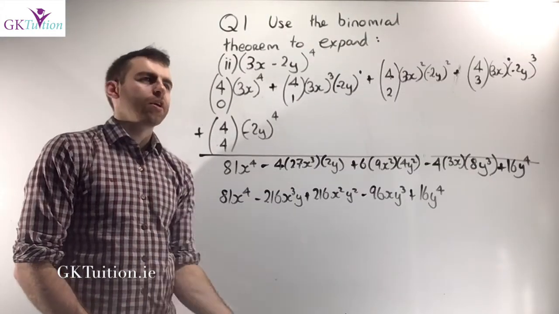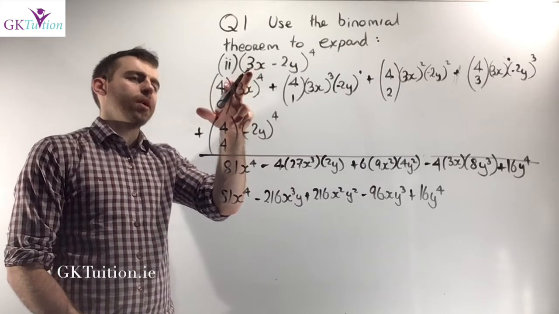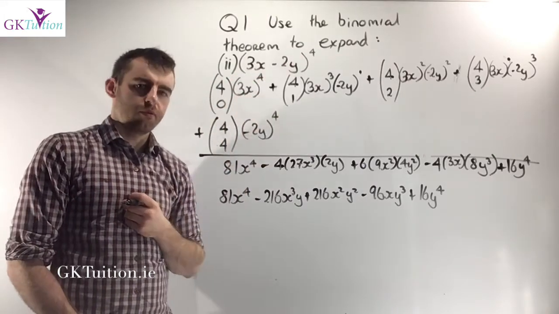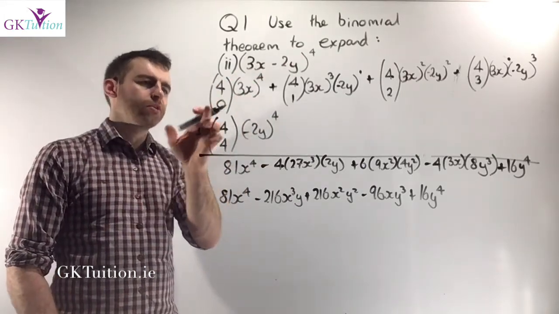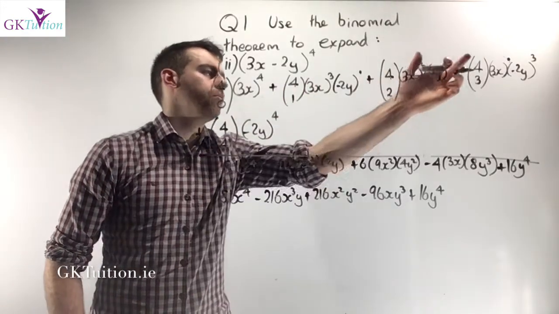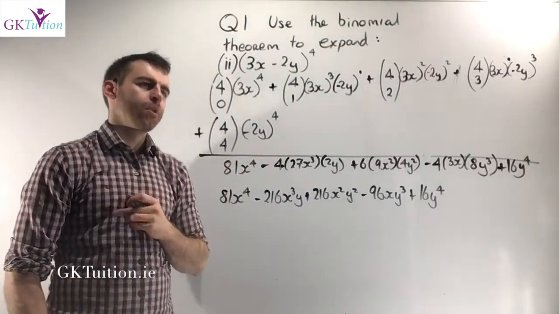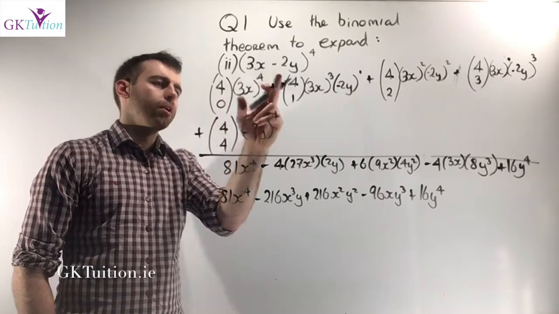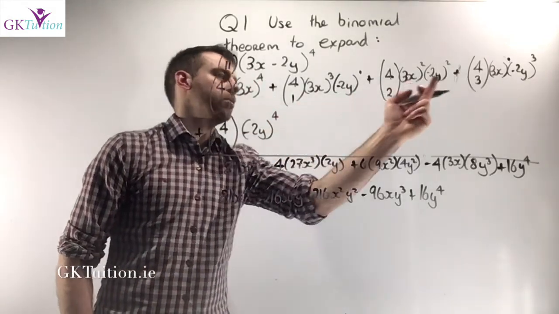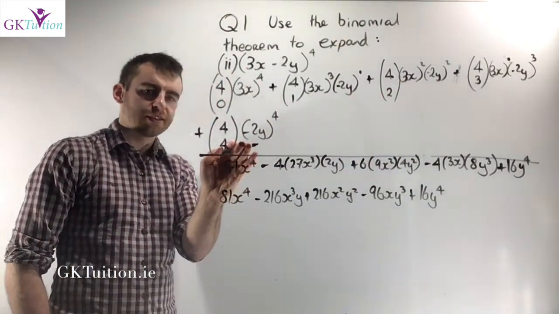Okay, for the second one, I asked you to use the binomial theorem to expand 3x minus 2y to the power of 4. So here we have 4 choose 0, 4 choose 1, 4 choose 2, 4 choose 3, and 4 choose 4. It's the first term to the power of 4, to the power of 3, to the power of 2, to the power of 1, and then there's no 3x in the last one.